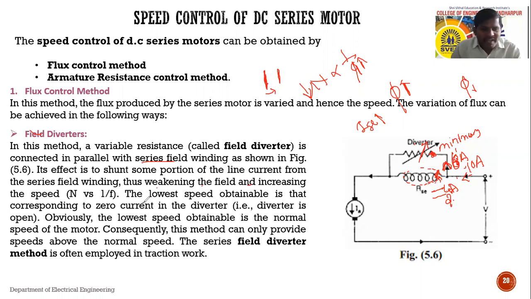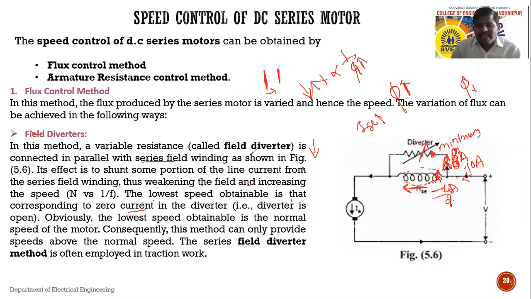So the lowest speed obtainable is that corresponding to zero current in the diverter. When zero current flows through the diverter, at that situation the total current flows through the field winding, so we obtain the lowest or minimum speed. Now, obviously the lowest speed obtainable is the normal speed of the motor. Consequently this method can only provide speed above the normal speed.